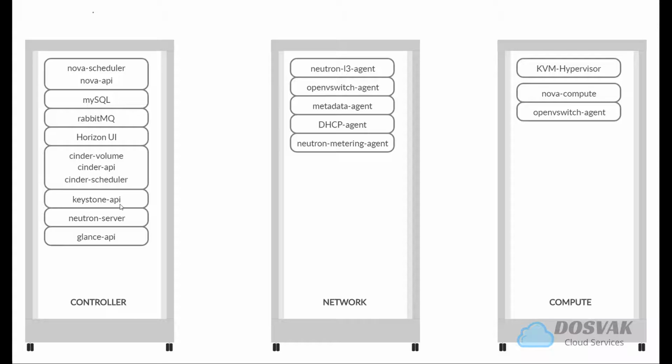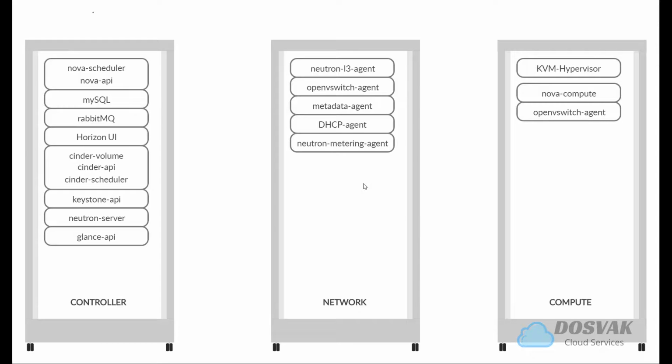Keystone API is for authentication and authorization. Neutron server is the server component of the networking, and it resides on the controller, and it communicates with the Neutron L3 agent, Open vSwitch agent, metadata agent, and DHCP agent to build up and configure the networking, add ports, remove ports as needed. And it also controls the external connectivity, which is through the Neutron L3 agent, as well as internal VM to VM communication.